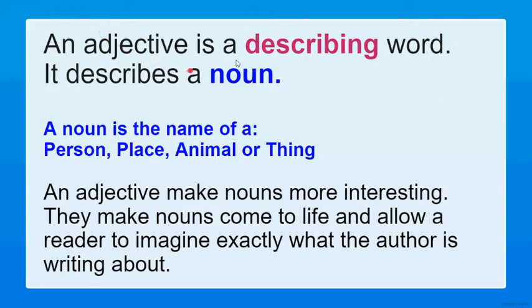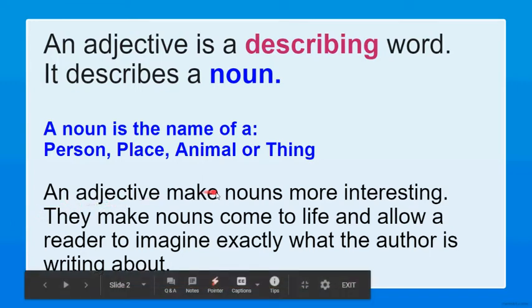An adjective is a describing word. It describes a noun. What is a noun? Come on, we should all know this. A noun is the name of a person, place, animal, or thing. Now, an adjective makes nouns more interesting. They make nouns come to life and allow a reader to imagine exactly what the author is writing about.